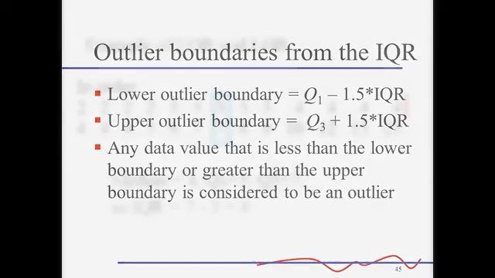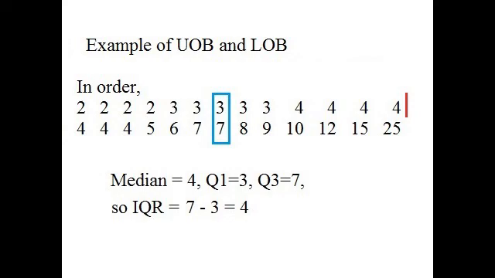Let's look at an example. Here I've listed 26 numbers, and I've already put them in order from smallest to largest. And they're in 2 rows, so I can tell where the middle would be. It's in between a 4 and another 4, so the median is 4. Then I split the first half in half to get a first quartile of 3, and then I split the second half in half to get a third quartile of 7. Therefore, my interquartile range, the IQR, is 7 minus 3, which is 4.